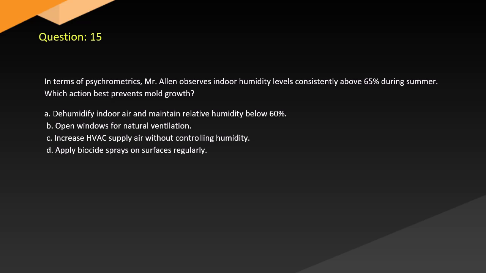Question 15. In terms of psychrometrics, Mr. Allen observes indoor humidity levels consistently above 65% during summer. Which action best prevents mold growth? A. Dehumidify indoor air and maintain relative humidity below 60%. B. Open windows for natural ventilation. C. Increase HVAC supply air without controlling humidity. D. Apply biocide sprays on surfaces regularly.